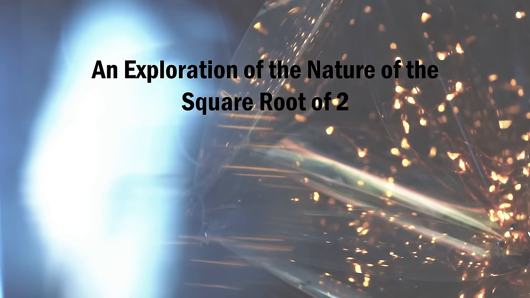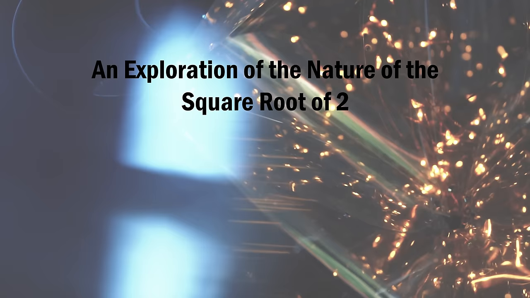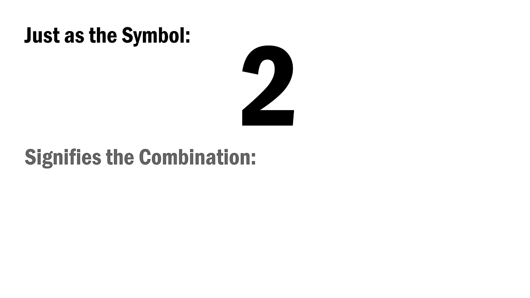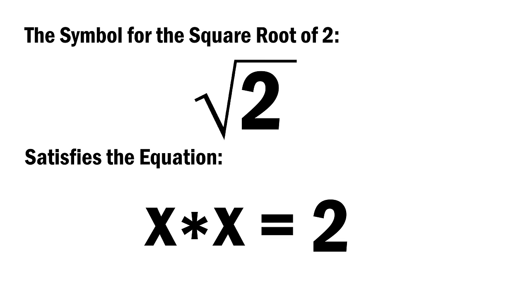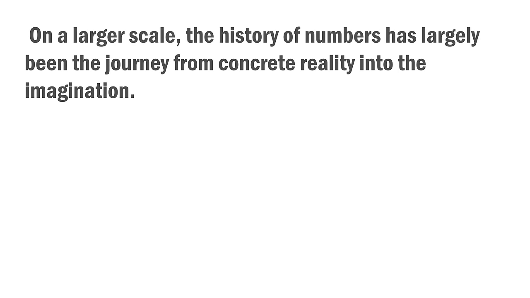An exploration of the nature of the square root of 2 by Terrence Howard. Just as the symbol 2 signifies the combination 1 plus 1, the symbol for the square root of 2 satisfies the equation x times x equals 2.